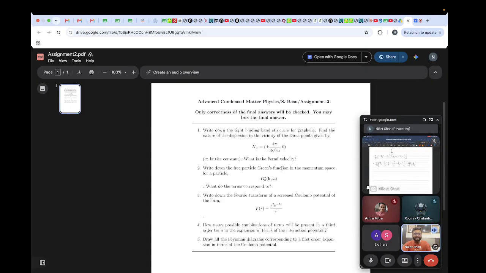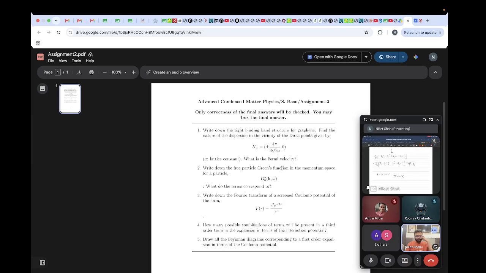If I look at your assignment, problem number 1 is something that I very closely followed. Problem number 2 is simply the free particle Green's function in the momentum space. You know, the free particle Green's function looks like G of k comma omega is 1 upon omega minus epsilon_k plus i eta.